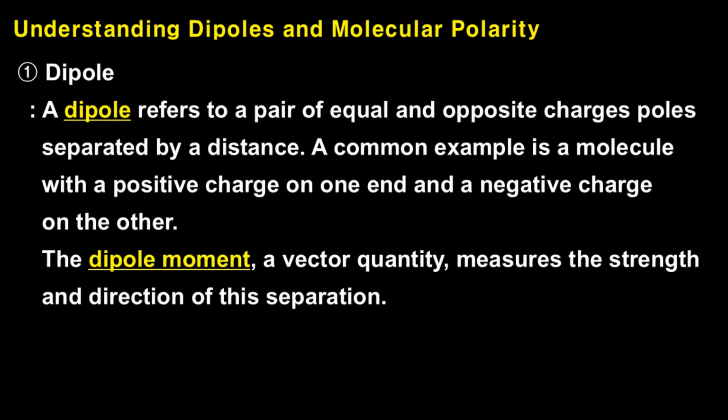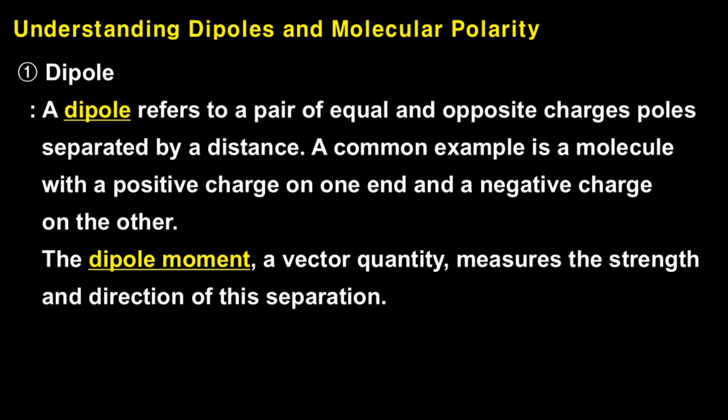A dipole is what we call a system with two equal but opposite charges, and they're separated by some distance. You can picture it kind of like a tiny magnet, with a positive side and a negative side. In molecules, this happens when one end becomes slightly positive, written as delta plus, and the other end becomes slightly negative, written as delta minus. That separation of charge gives rise to what we call the dipole moment.